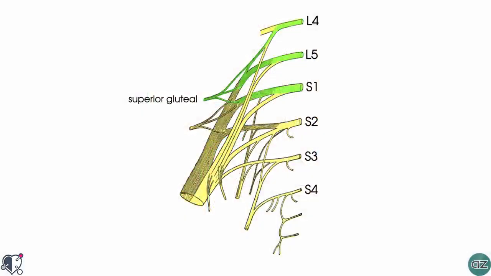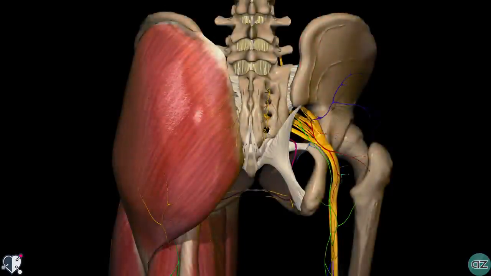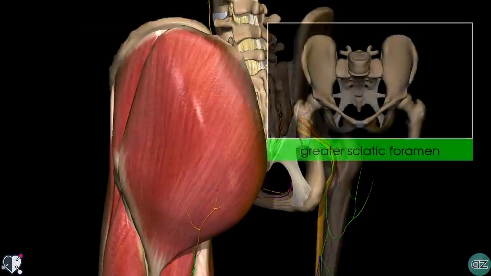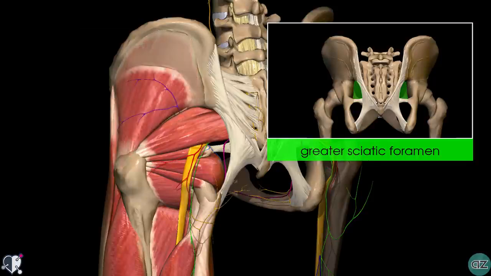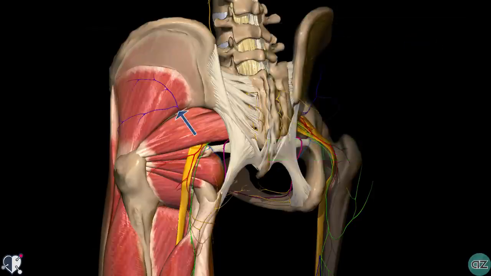The superior gluteal nerve originates from nerve roots L4, L5, and S1. The superior gluteal nerve leaves the pelvis via the greater sciatic foramen, entering the gluteal region superiorly to the piriformis muscle. I've removed the gluteus maximus and the gluteus medius so that you can see this nerve here. It is accompanied by the superior gluteal artery and vein for much of its course.